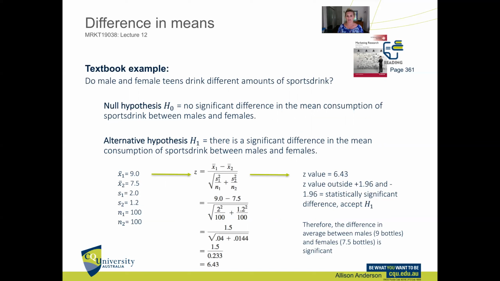We plug all of that in and we come up with a Z value of 6.43. Because the Z value is outside of 1.96 and minus 1.96, it means it's a statistically significant difference. So you can accept H1. So we've accepted the alternative hypothesis that there is a significant difference in the mean consumption of sports drink between males (9 bottles on average) and females (7.5 bottles on average). It is significant, so we can report a statistically significant result.